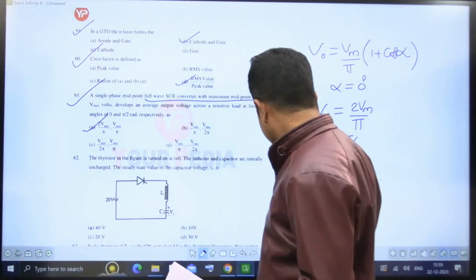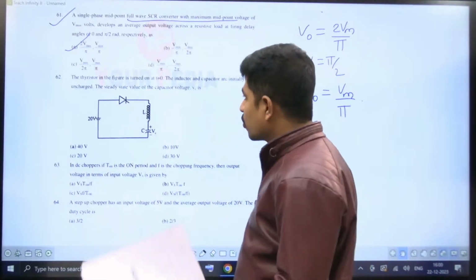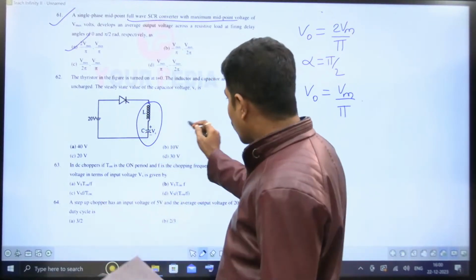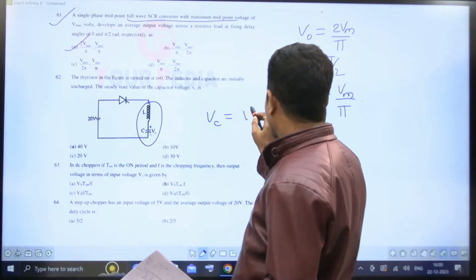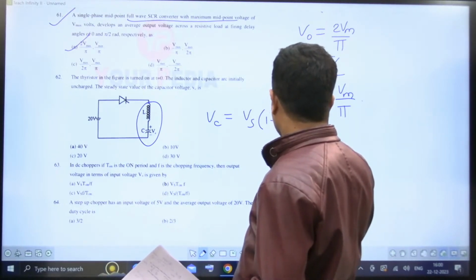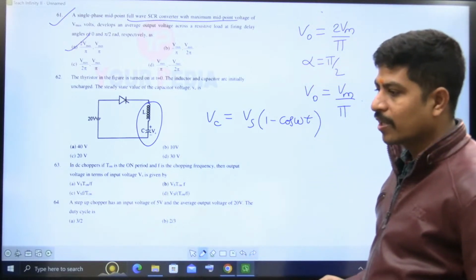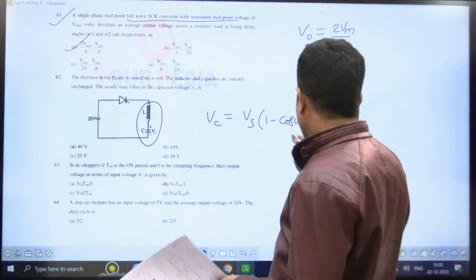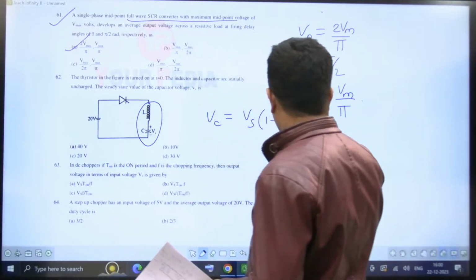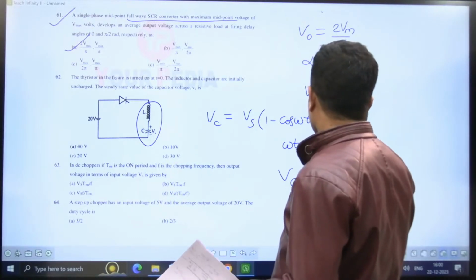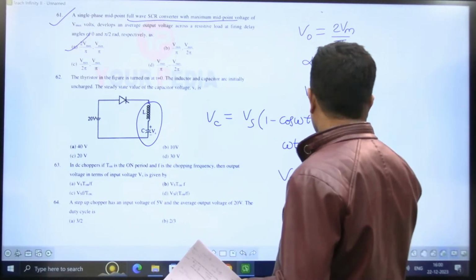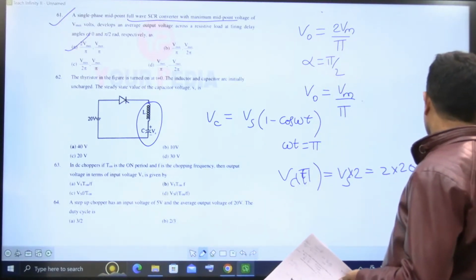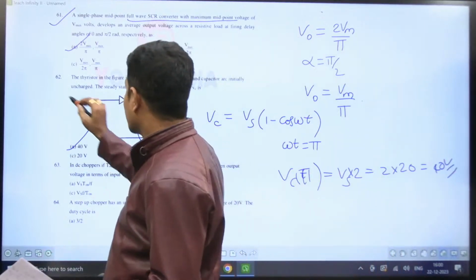Question 61. Read the next question. There is one inductor and one capacitor connected in series. The voltage across the capacitor has a derivation: Vs into 1 minus cos omega t. He is asking at steady state, and this circuit is going to be at steady state at pi. When omega t is equal to pi, Vc of pi is equal to Vs into 2, that is 2 times Vs. Vs is equal to 20, therefore it is 40 volts. The answer is 40 volts.